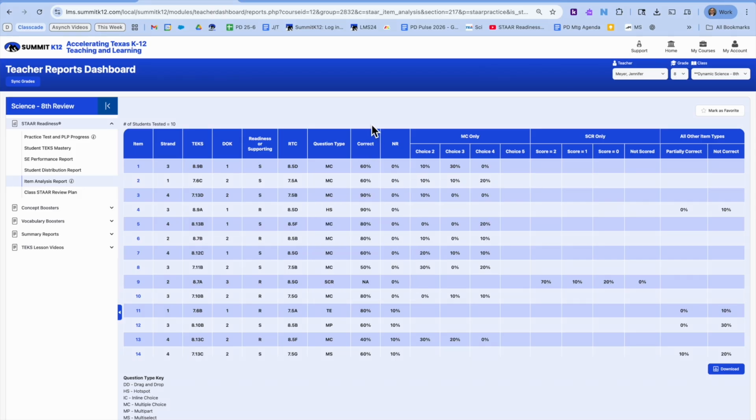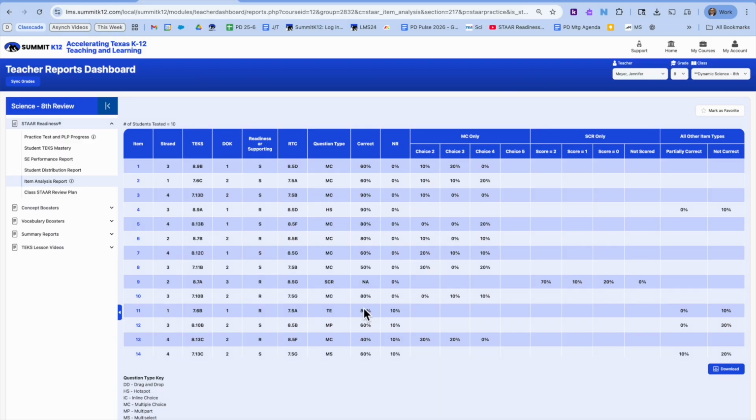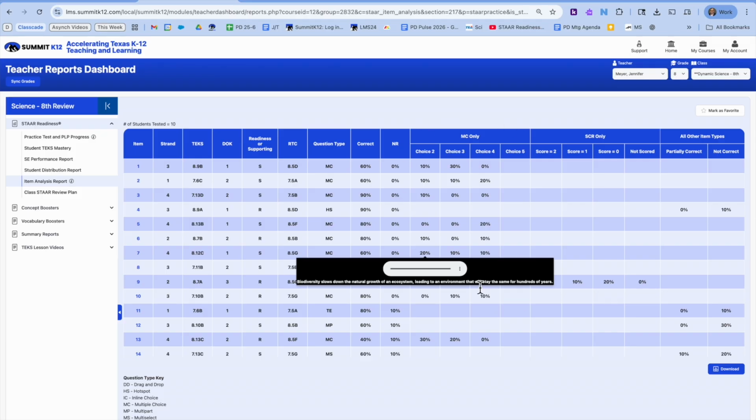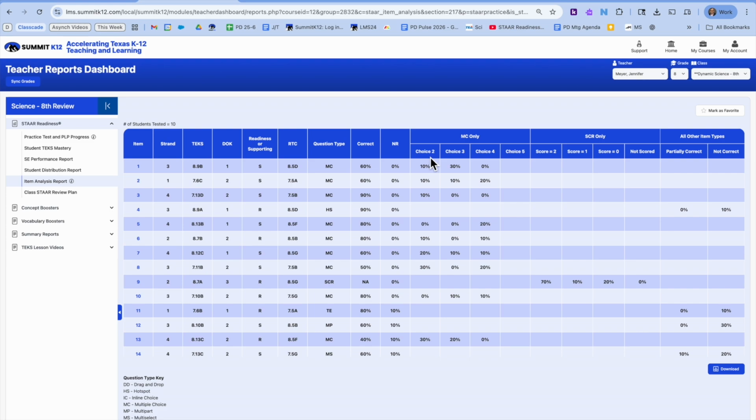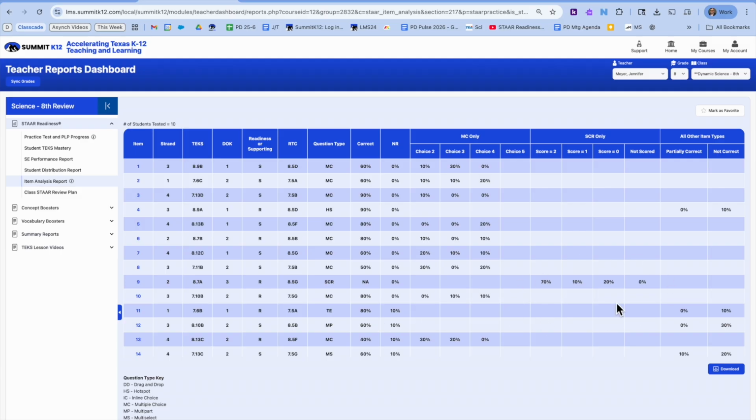The question type, and what percentage of your students got that answer correct. When you hover over that percentage, you can see the correct answer choice. What percentage of your students did not respond? They left it blank. So if I look at number 11, 10% of your students did not even put an answer choice. All your multiple choices are over here: choice 1, 2, 3. And when I hover over the percentage, it shows me the answer choice that was picked by that percentage of students.